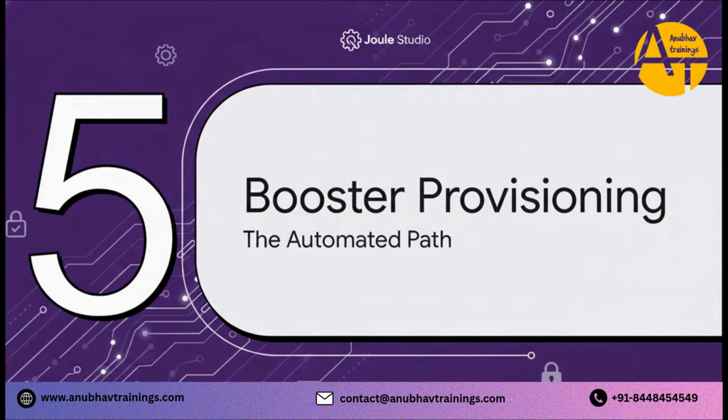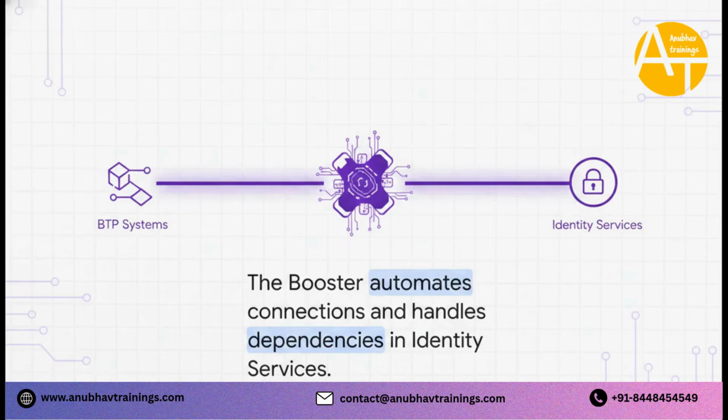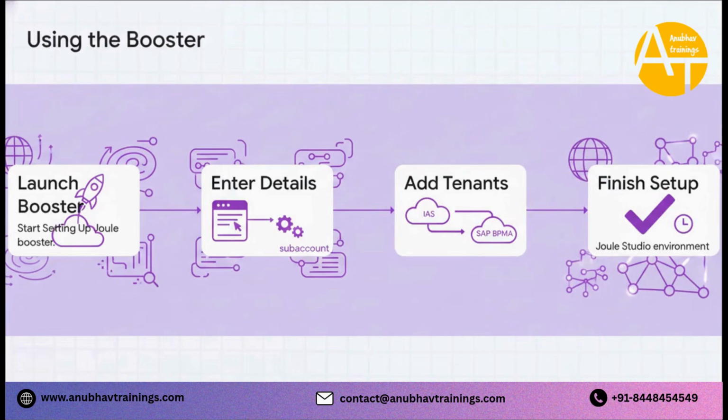All right, let's get to the fun part. Section 5. Provisioning using the booster, the automated path. If you are starting entirely fresh, the booster is essentially your automated wizard. Instead of you sitting there manually configuring complex security handshakes, the booster instantly creates all the necessary trust dependencies between your BTP systems and your identity authentication service. It basically ensures that the communication between Joule and SAP Build Process Automation is rock solid right out of the gate.